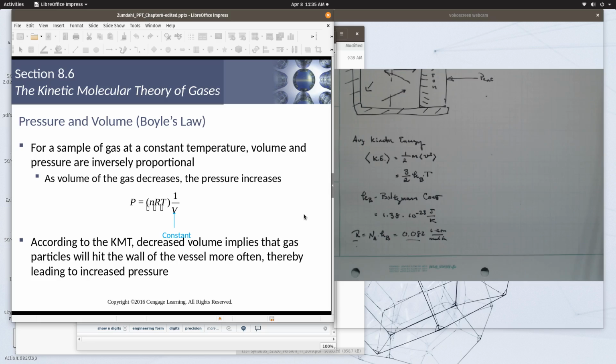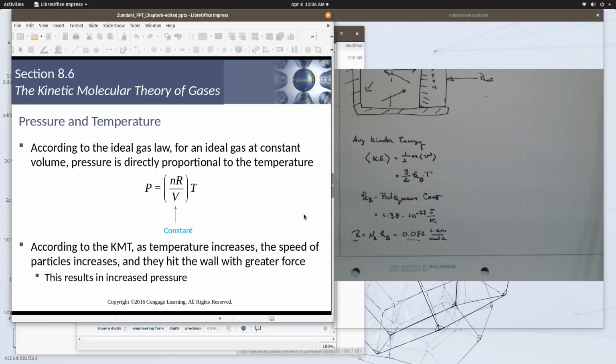Again, these are very simple concepts, and if you're confused by this, just draw yourself out a piston, or better yet, make one for yourself and demonstrate this for yourself. This makes sense, okay?